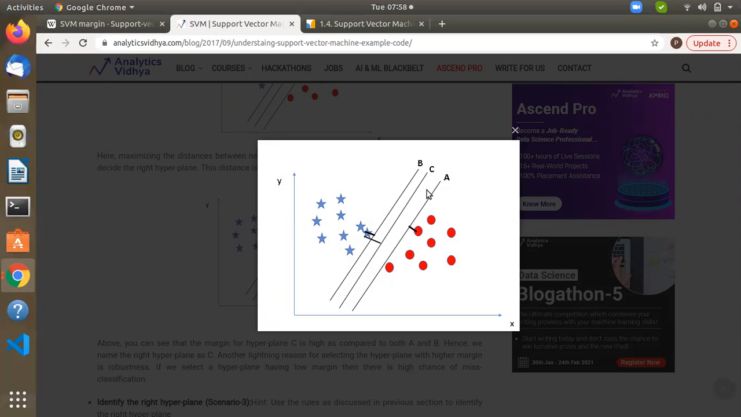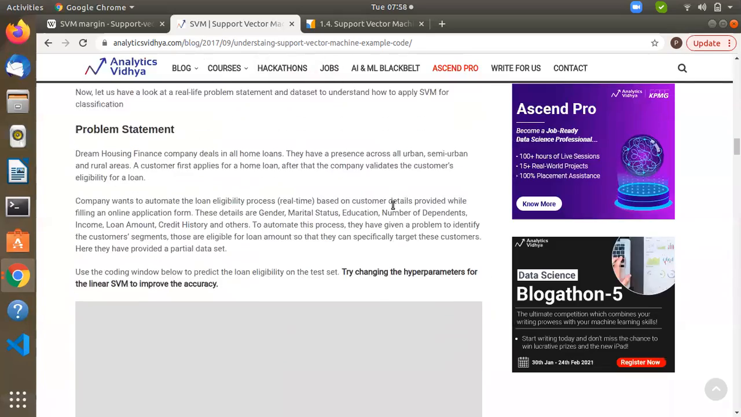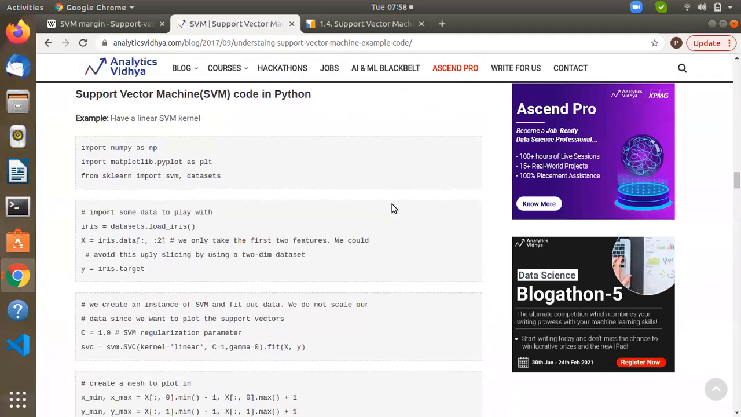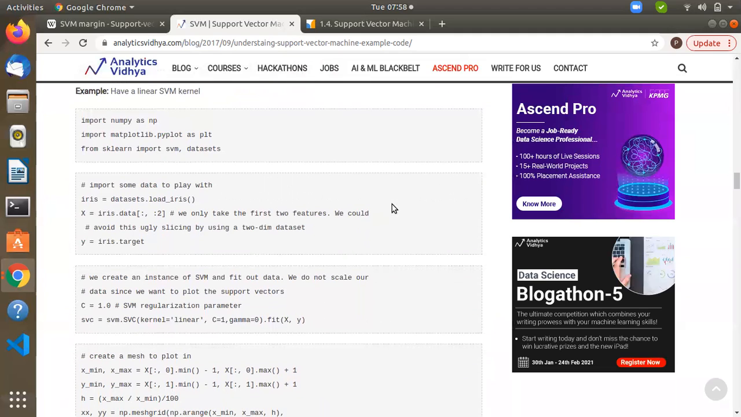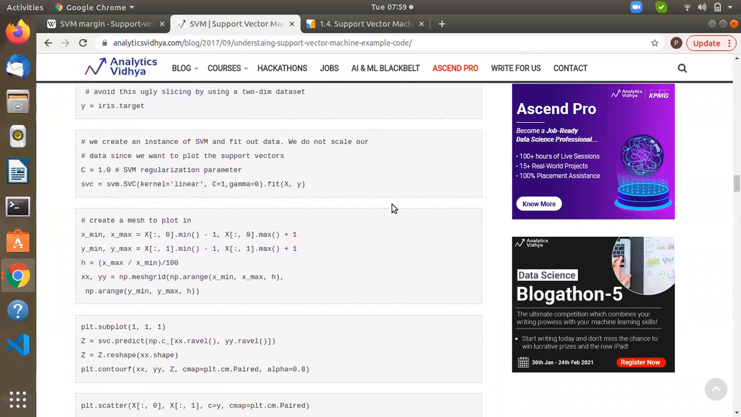What we have to do is give something called the C value, that is, the number of errors in that particular model. Let me explain this. Here they have taken the iris flower data set. We have to define some value.